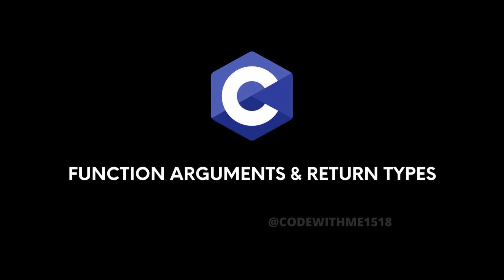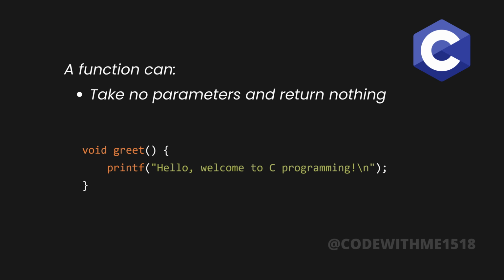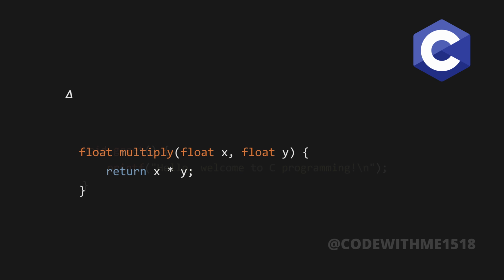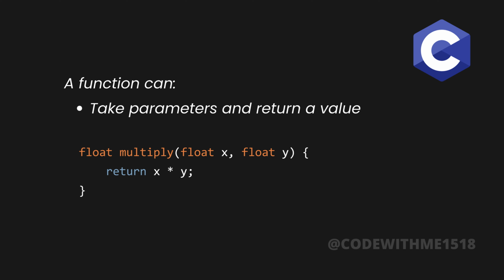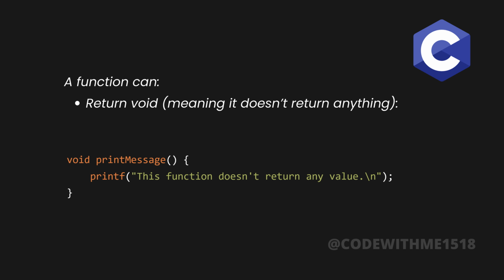Function arguments and return types. A function can take no parameters and return nothing. Take parameters and return a value. Return void, meaning it doesn't return anything.